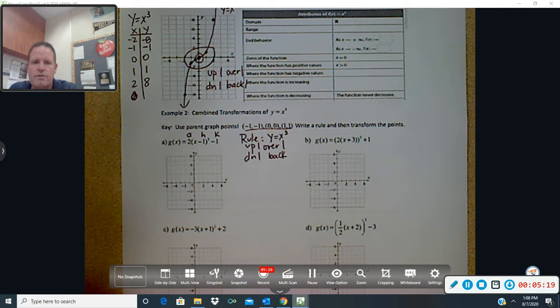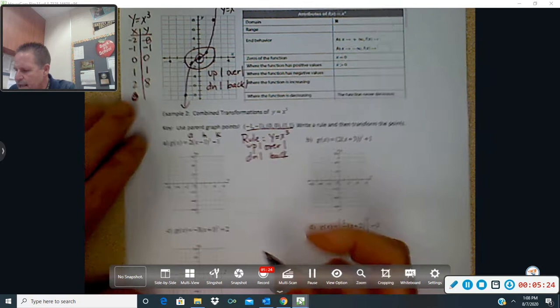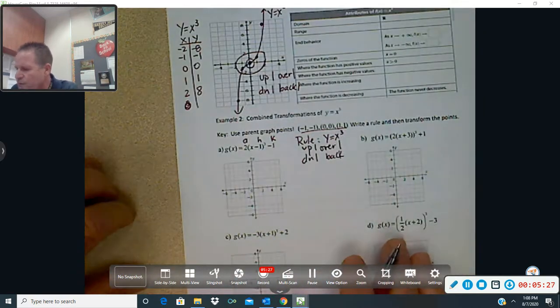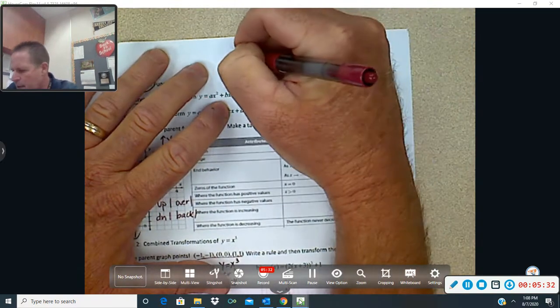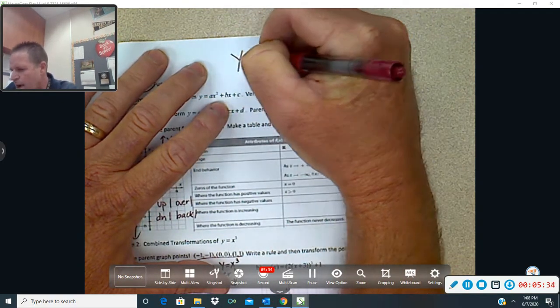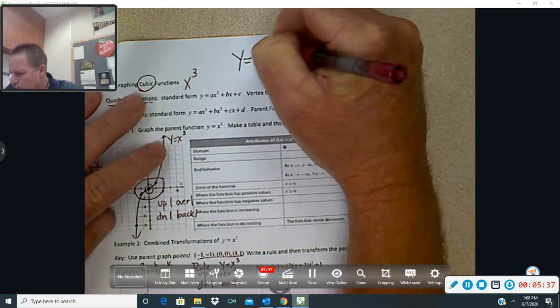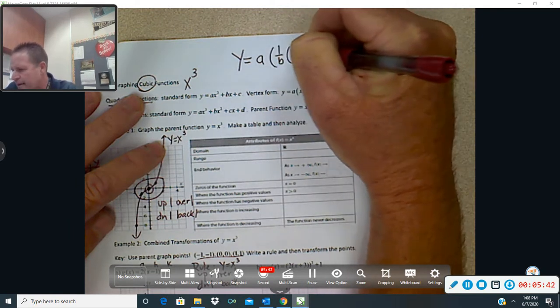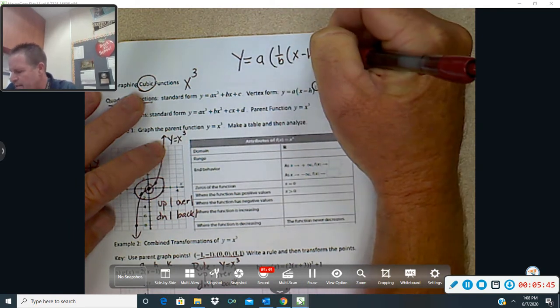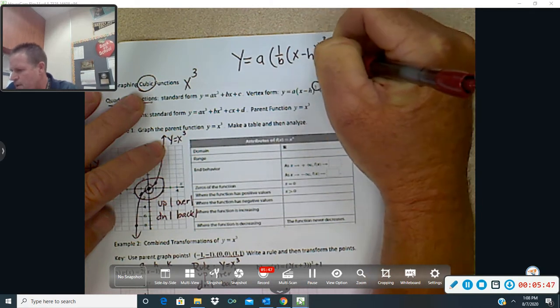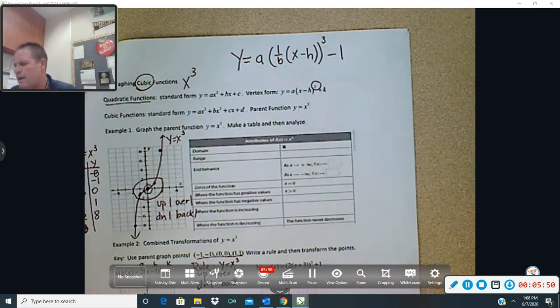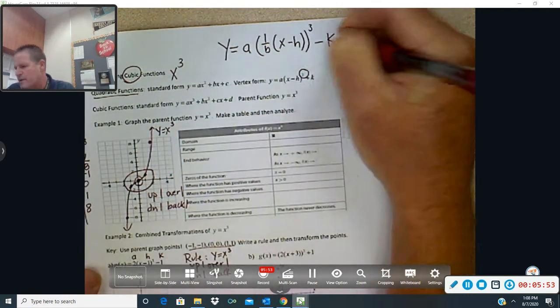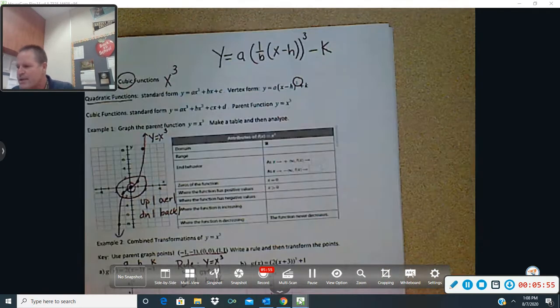So we got a lot of work to do on this because I know for some of you you're going, whoa, whoa, whoa, where'd that come from? Well, the idea is that if you had a general form of a cubic function, it would look something like this. Let's write it at the top of our paper. The general form would look like this. Y equals A, parenthesis, 1 over B, parenthesis, X minus H, parenthesis cubed, minus 1. Or sorry, minus K, not minus 1. That problem that we just did has a minus 1. Sorry. So it would look something like this.